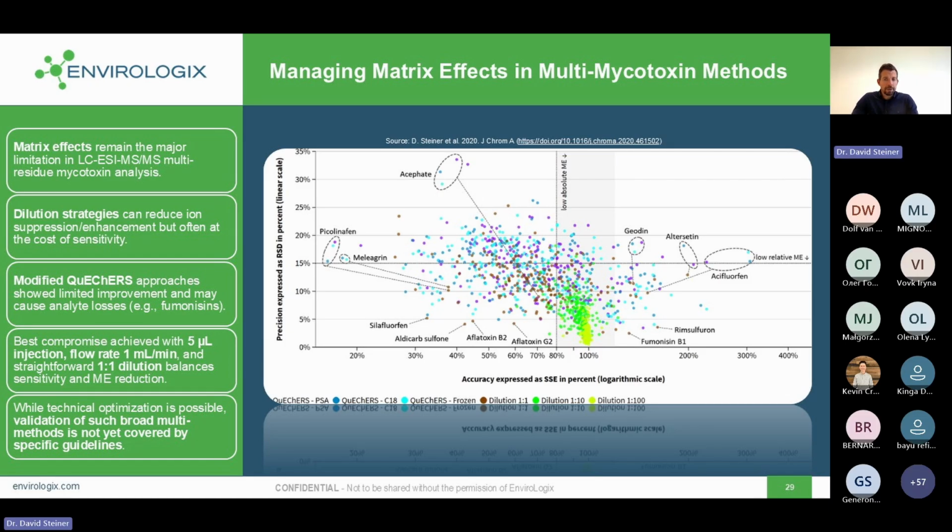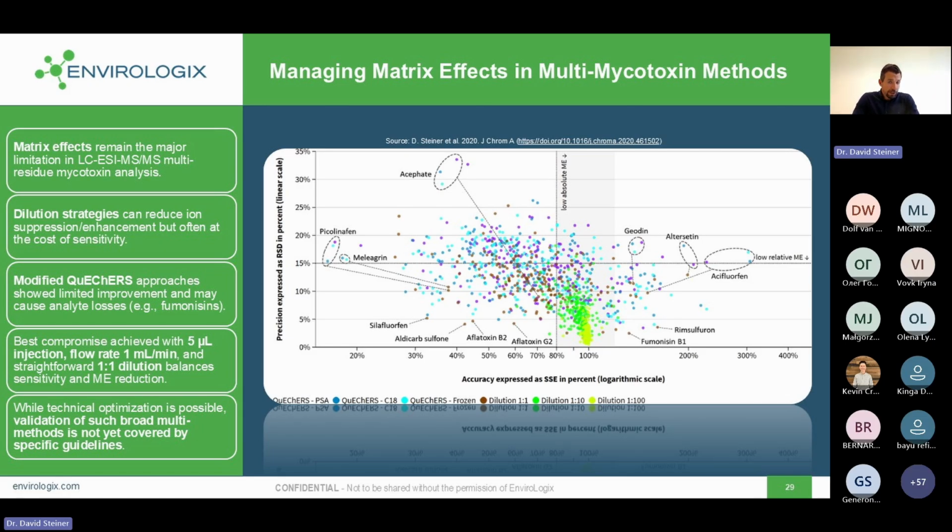QuEChERS, on the other hand, aims to remove matrix interferences through these partitioning steps, which I already mentioned earlier, and the sorbents which are applied. It does help, but we also observed some losses for certain analytes, especially for the more polar ones like nivalenol, but also moniliformin, and also the loss of fumonisins in combination with the PSA salts. So this makes it less suitable, if you want, for this kind of broad multi-methods.